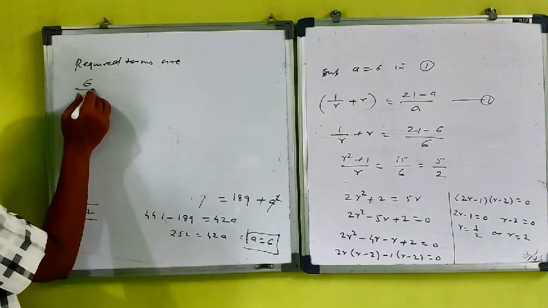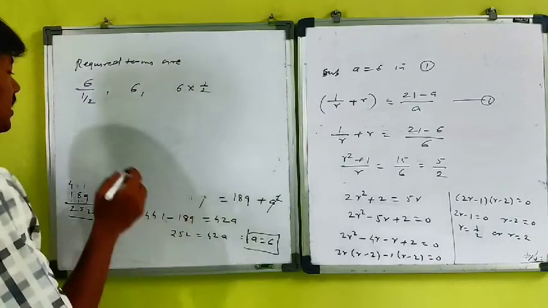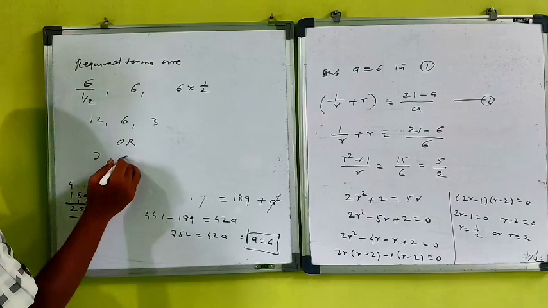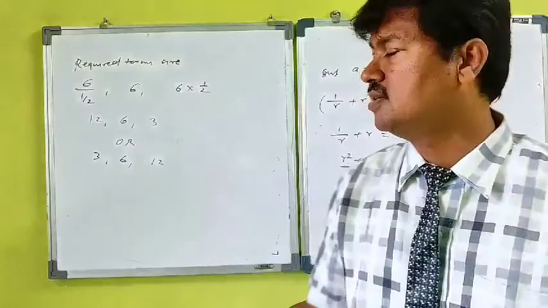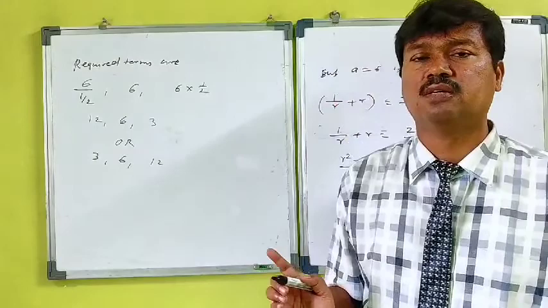6 into 1 by 2, that is 12, 6, 3. Or 3, 6, 12, like this. So now we can find the sum as 21 and the sum of the squares, 9 plus 36 plus 144, is 189. So this is the correct answer for this. Understood? It's very simple.